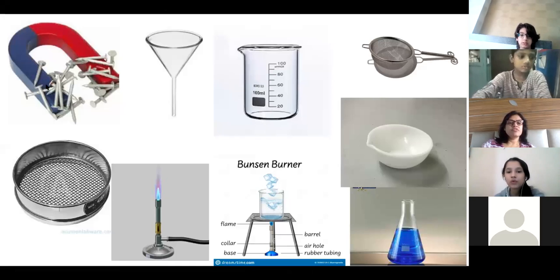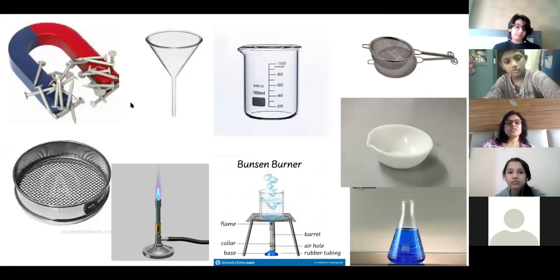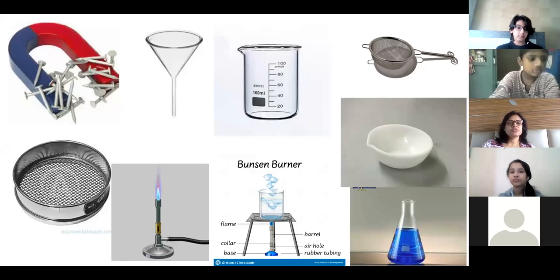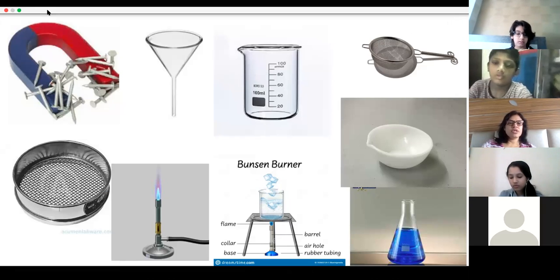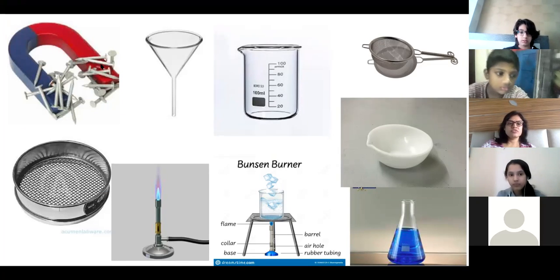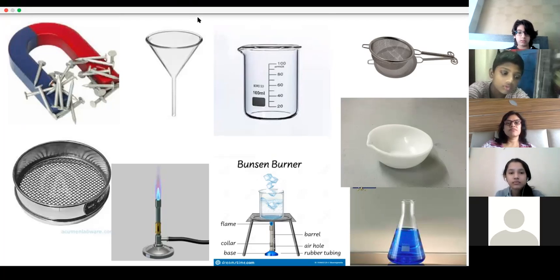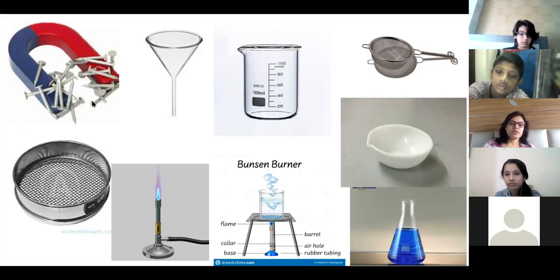What is the next topic? It is separation of substances. Next subtopic. In your book, all the topics are together in the same chapter, so we are doing them one by one. Can you tell me what is the first thing? All of you know what the first thing is. This one. What is it? Magnet attraction. So it is basically a magnet.